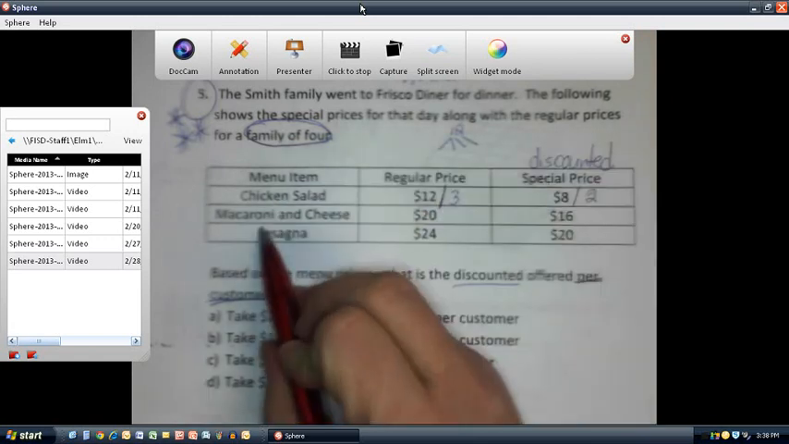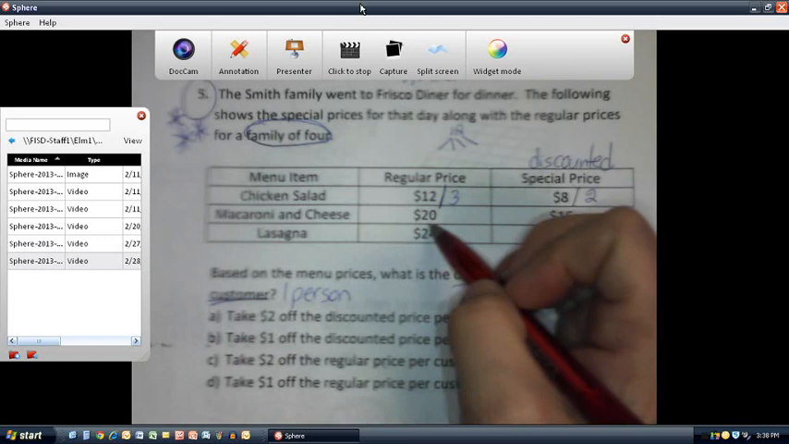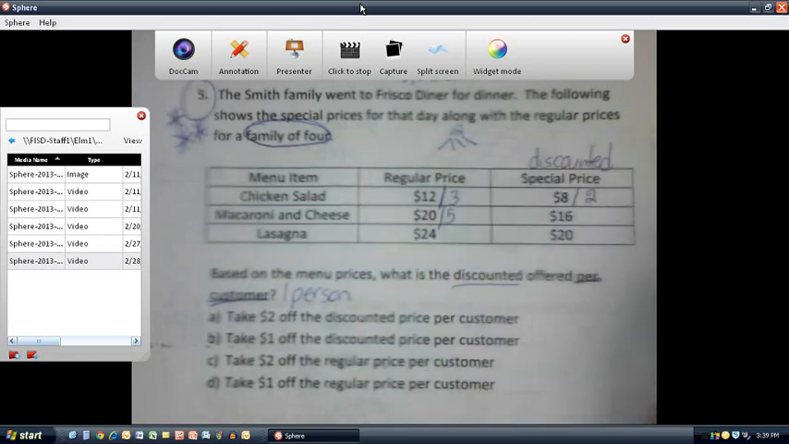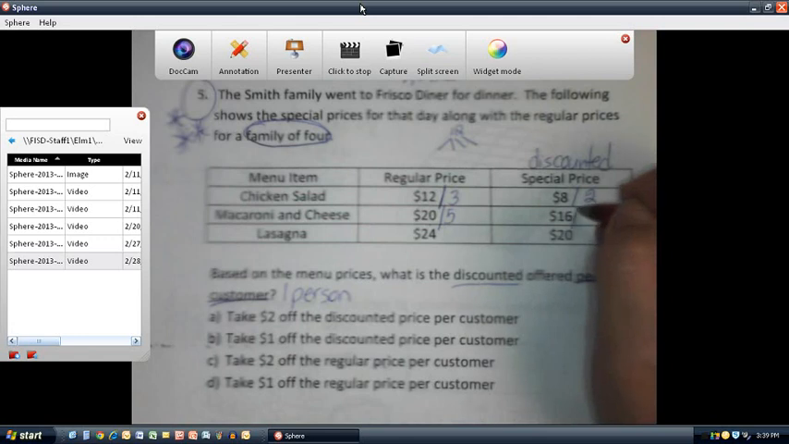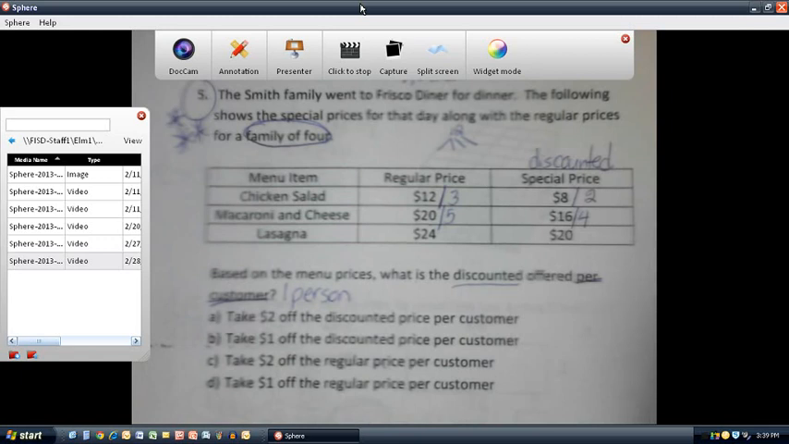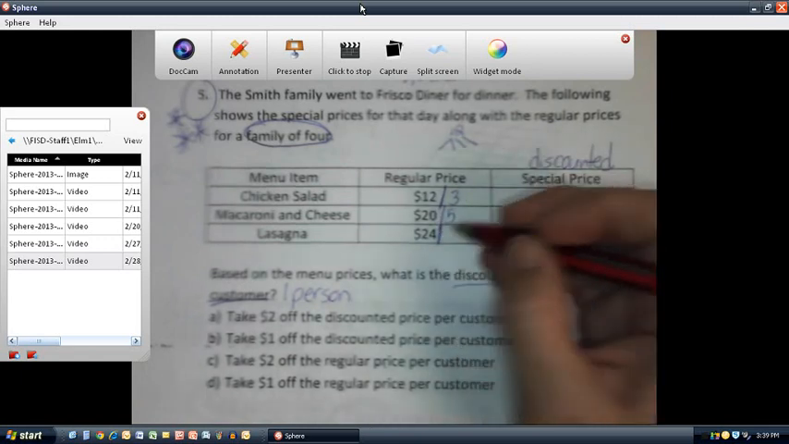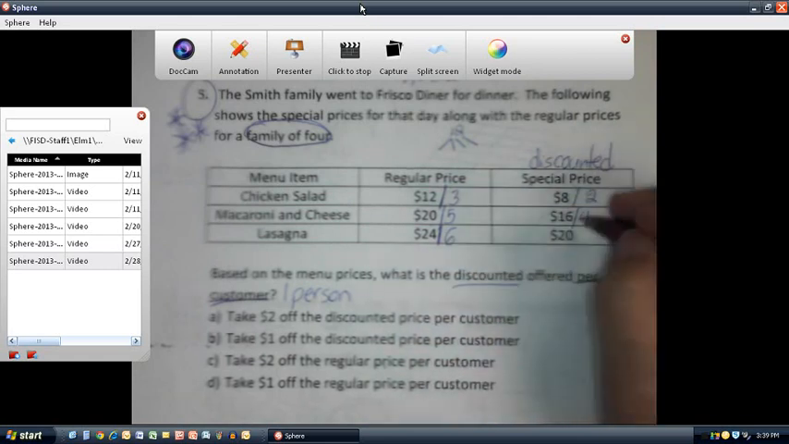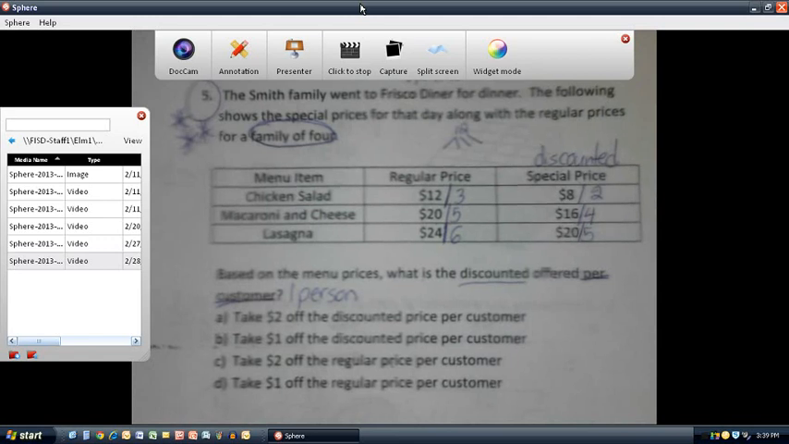For the macaroni and cheese, for 4 people it would be $20, divided by 4 would be $5. The discounted price is $16 for 4 people, $4 for 1 person. $24 for the lasagna for 4 people, so that would be $6 per person. Discounted price would be $5 per person, and I just divided all of those by 4 to get 1 person.